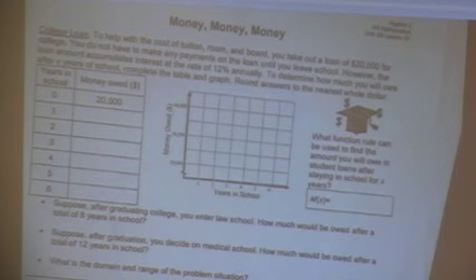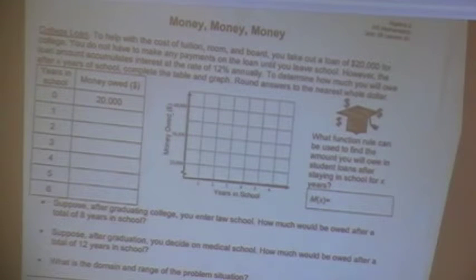However, the loan amount accumulates interest at the rate of 12% annually. Now, that's a lot. That's a very high percentage for a student loan. As a matter of fact, I think they're not even allowed to charge you that much anymore, but at one time they did. So, to determine how much you will owe after x years of college, complete the table and the graph and round your answers to the nearest whole dollar.